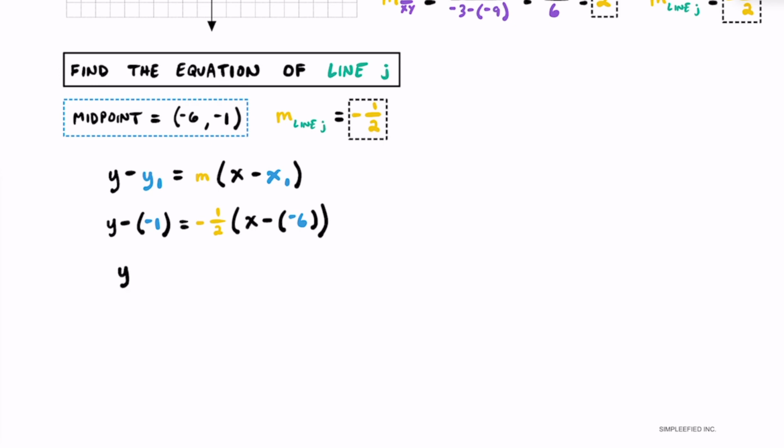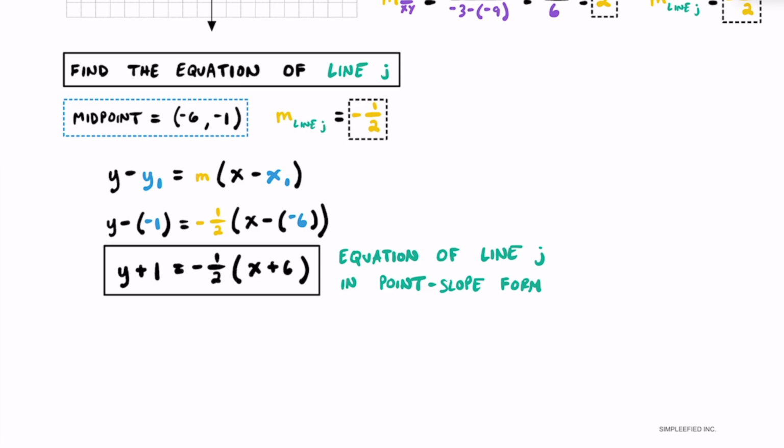Cleaning this up a little bit, on the left side we just have y plus 1, and on the right side we have -1/2 multiplied by the quantity x plus 6. This right here would be our equation of line J in point-slope form. While this is our equation in point-slope form, we also want to write this in slope-intercept form.